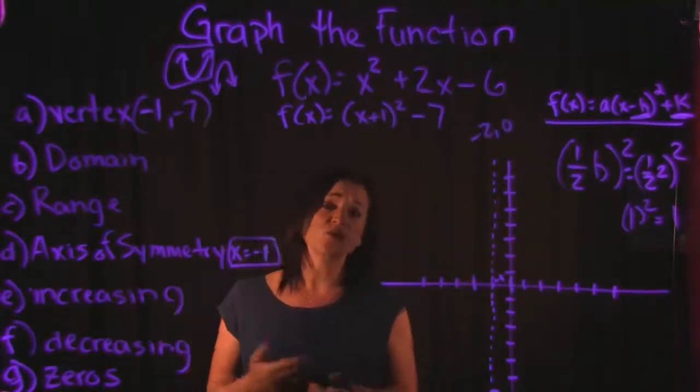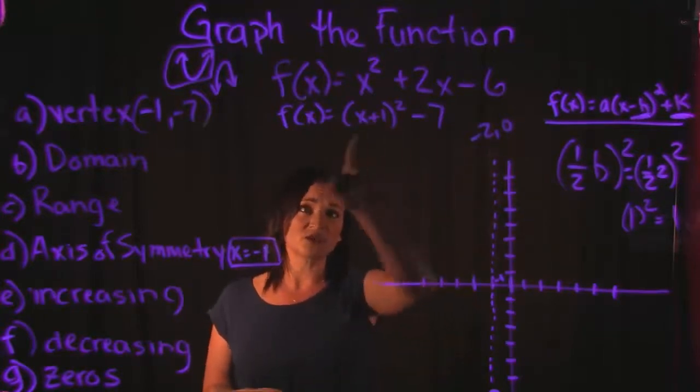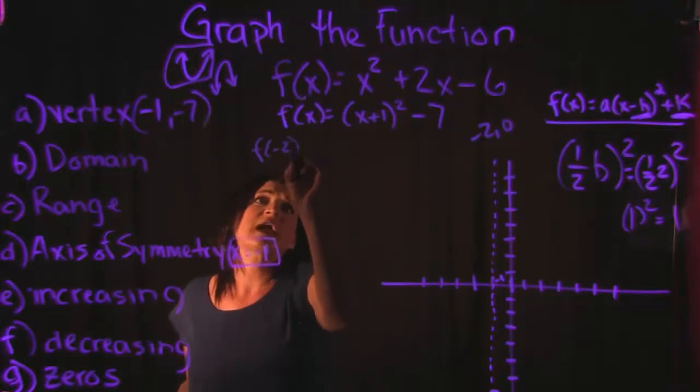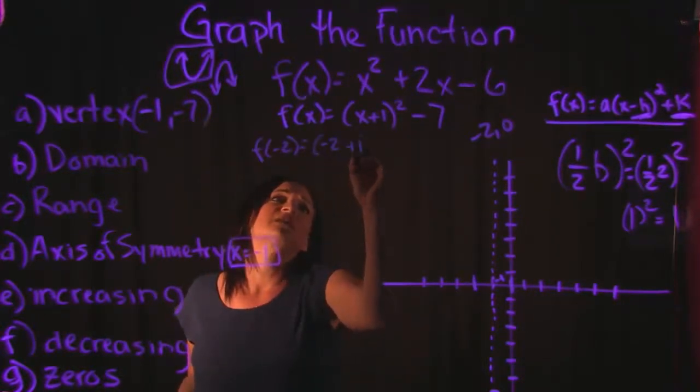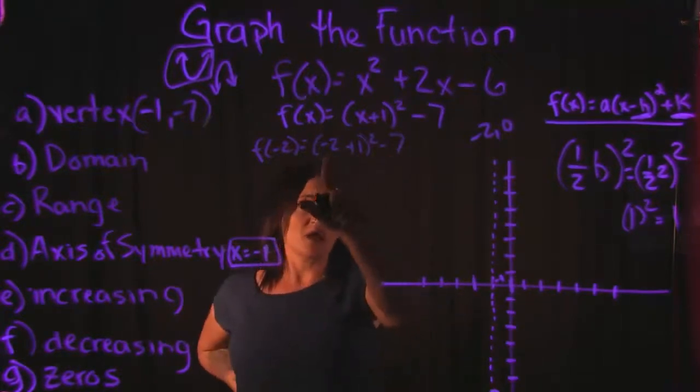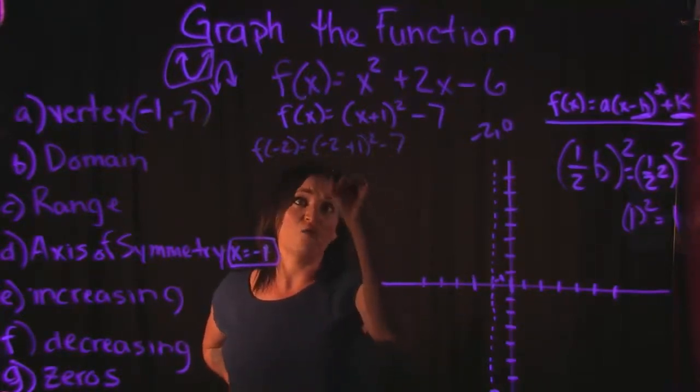So then all I have to do real quickly is take each one of those numbers and plug it into my equation to see what I get. So I'm going to find f of negative 2 first. All right, so that means I'm plugging in negative 2 for x to see what I get for y. Now, negative 2 plus 1 is a negative 1.